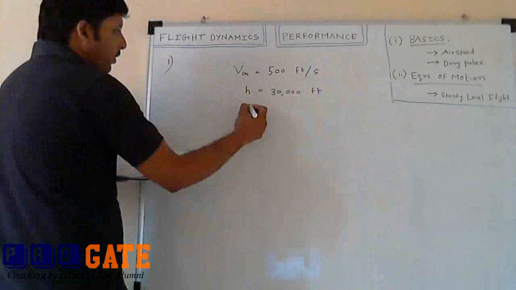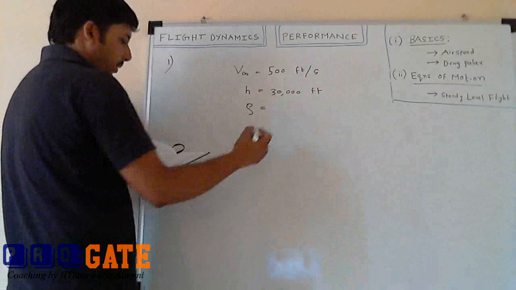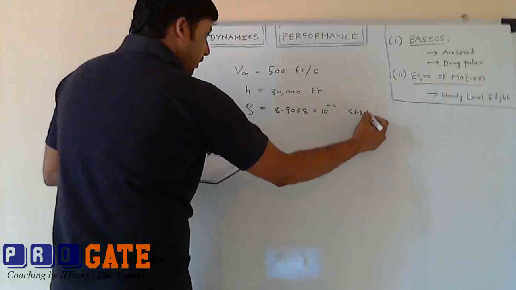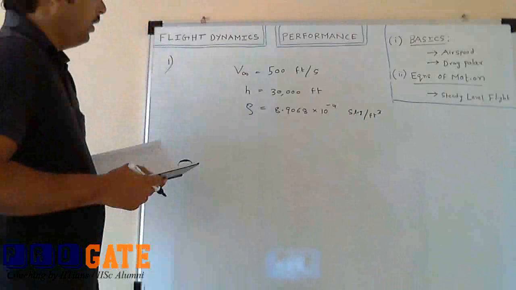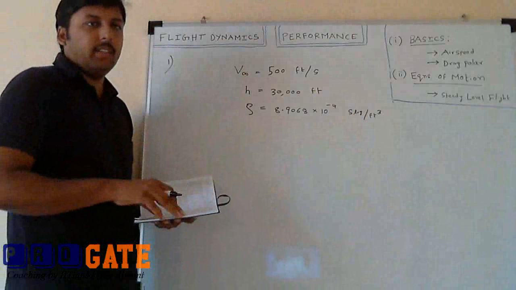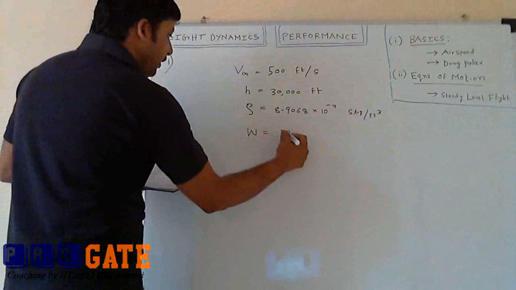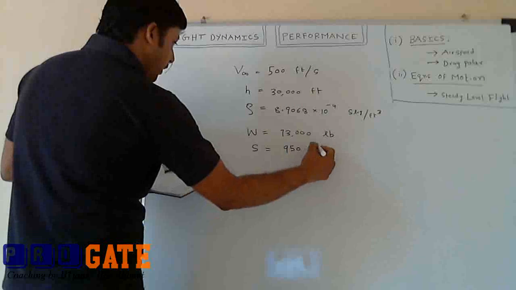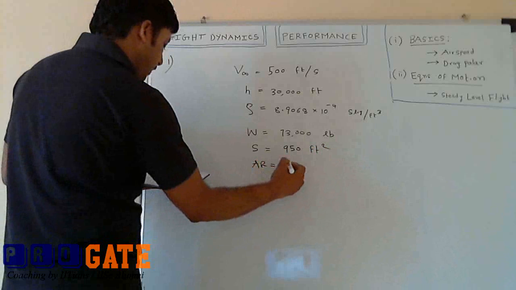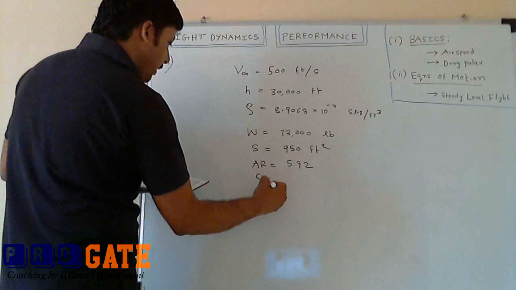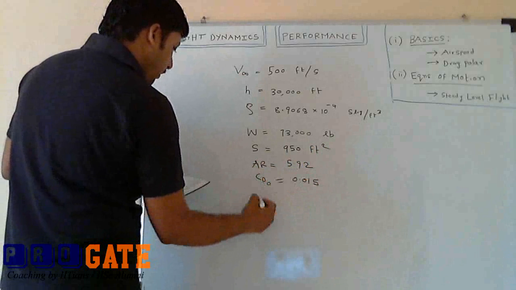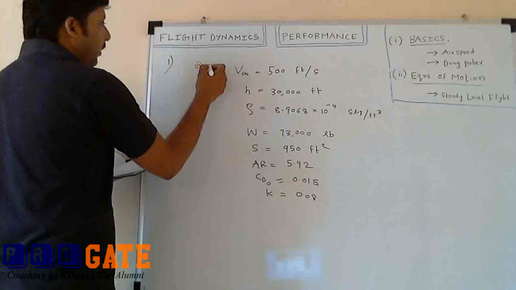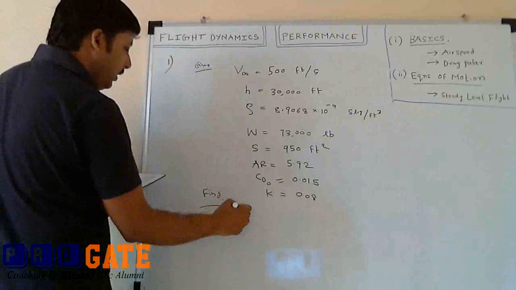They have specified the density at that altitude, which is 8.9068 per feet cube. Apart from this data, they have given the aircraft data, that is, the weight of the aircraft, which is 73,000 pounds, wing area, aspect ratio, CD0, and K. So these are the given. We need to find the thrust required.